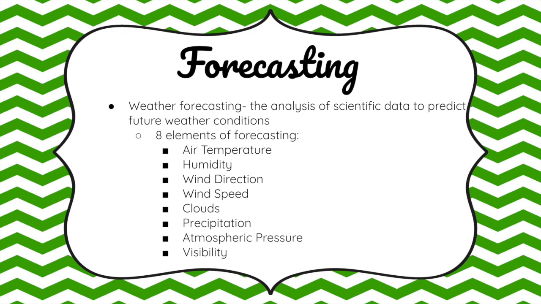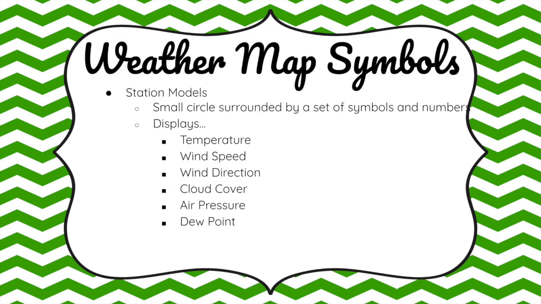Forecasting. So the forecasting component of this unit is a very real world practical thing to understand, because when you watch the weather, you have to be able to understand what the different weather maps are telling you so that you can make sure you plan your day accordingly. So weather forecasting is the analysis of scientific data to predict future weather conditions. And there are 8 major elements of weather forecasting, which include temperature, humidity, wind direction, wind speed, clouds, precipitation, atmospheric pressure, and visibility.